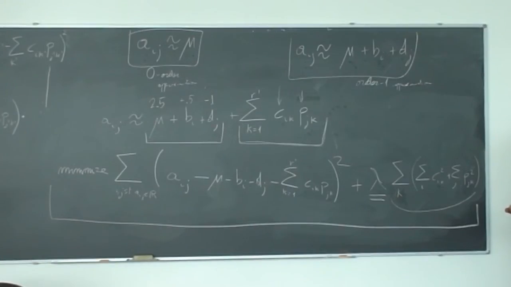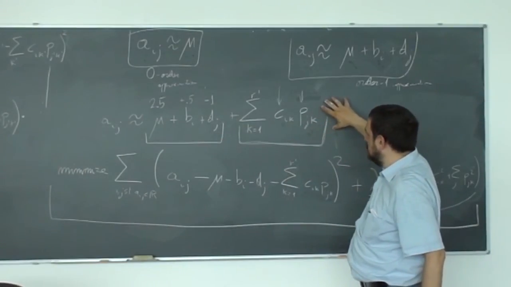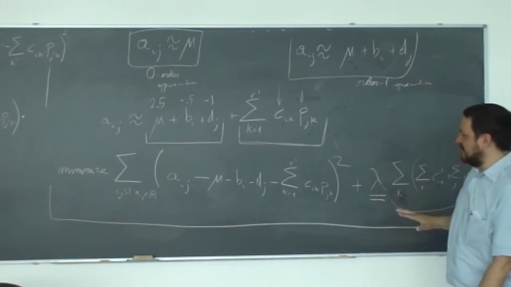And in the order 1 approximation, we approximate Aij with mu plus etc. And before, we have approximated it with the sum to r prime of c_ik p_jk. Yes. So when we approximate Aij with the sum of 1 plus the others, isn't it 2 times? The correction part is there, and the first part is there too. No, just a moment. Yes.